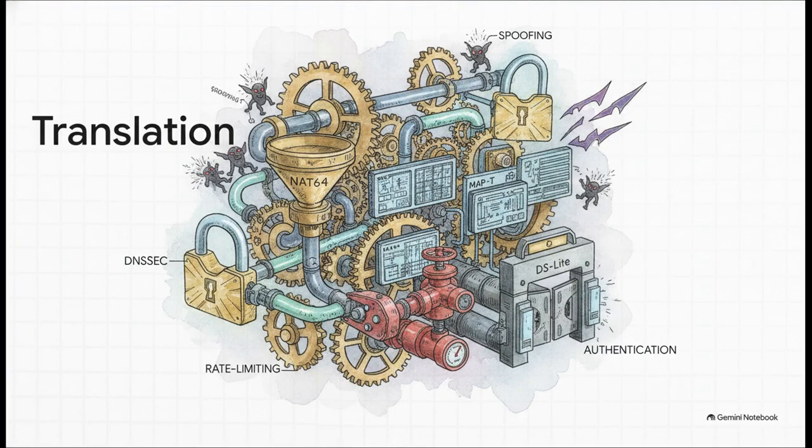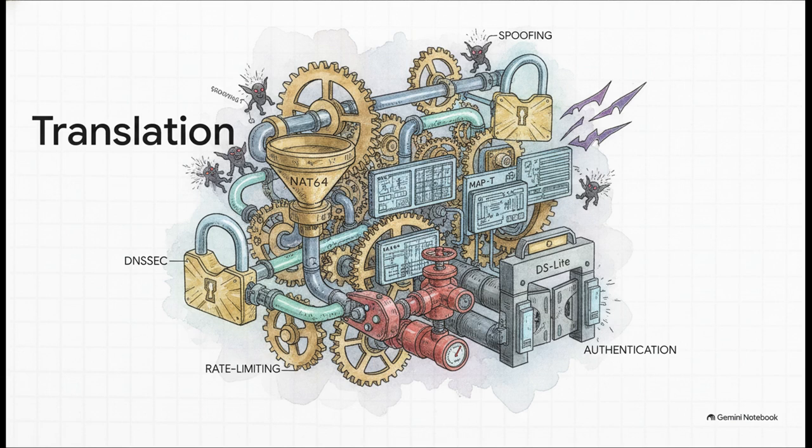Every single translation mechanism introduces its own unique attack surface, so you need very exact security mechanisms to protect them from things like state exhaustion and spoofing. Here is your rapid-fire mitigation checklist. Ready? First, if you're using NAT64 and DNS64, validate DNSSEC to secure the A records before synthesis. Second, you've got to rate limit your NAT64 state creation per source IPv6 address. Otherwise, an attacker is going to exhaust your state table in no time.